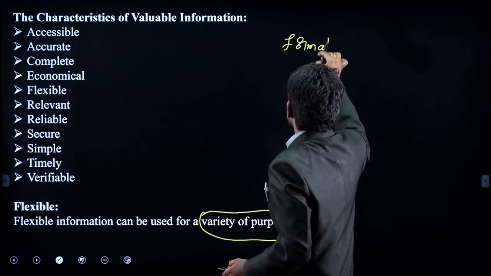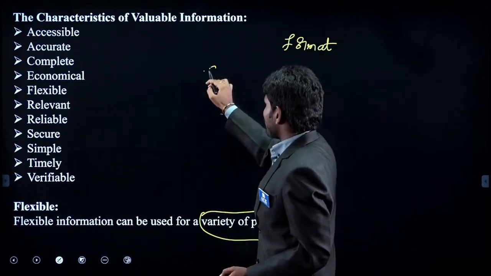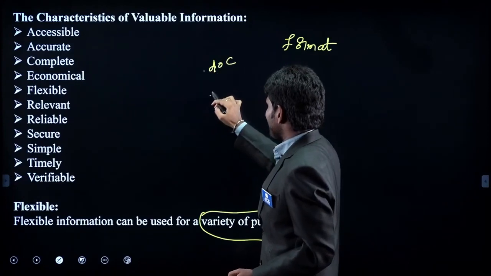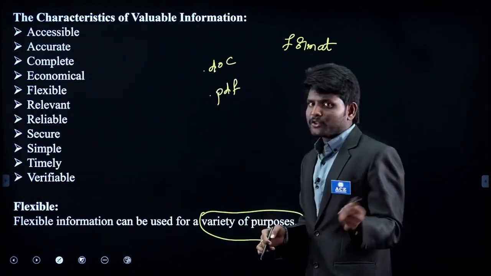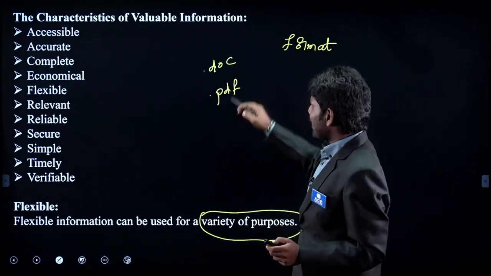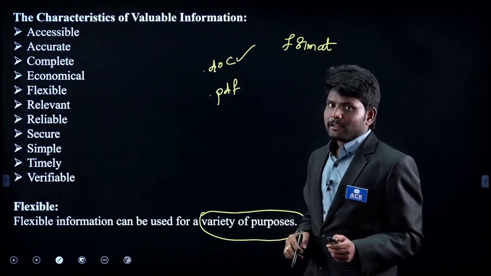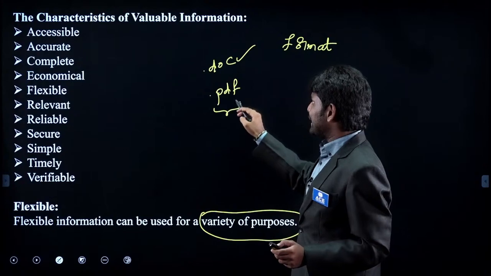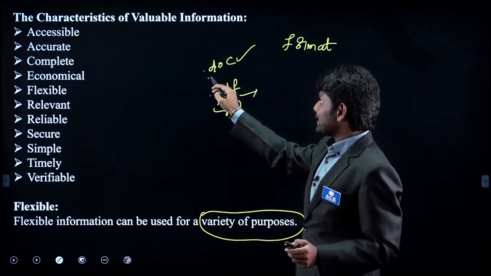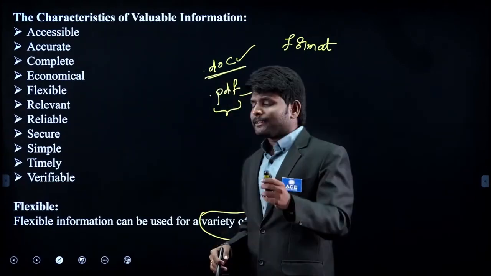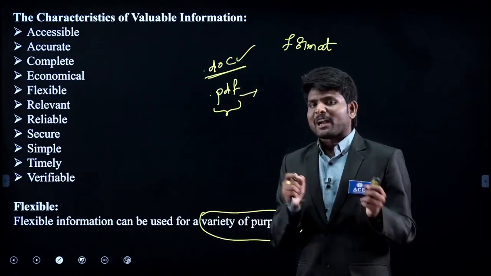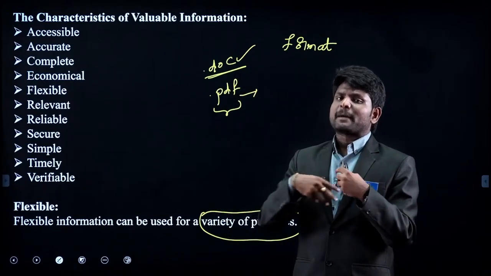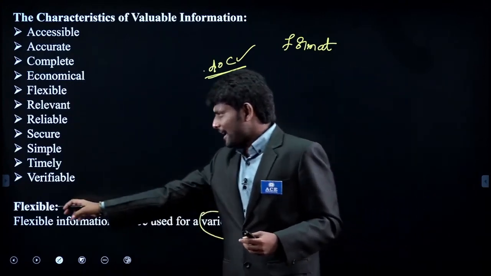Okay? See, if I give you a document, or if I give you a PDF file, and you want to add additional information, which one will you prefer? Obviously, you will prefer the document. Even a PDF can be edited, but editing a PDF involves additional tools. But editing a document can be done with some generic tools also. So what I'm trying to say here is, if the information is modifiable or it can be used for multiple purposes, then the information has more value.